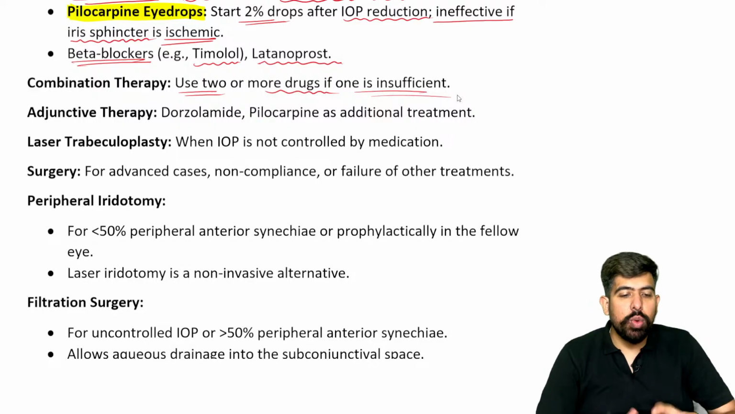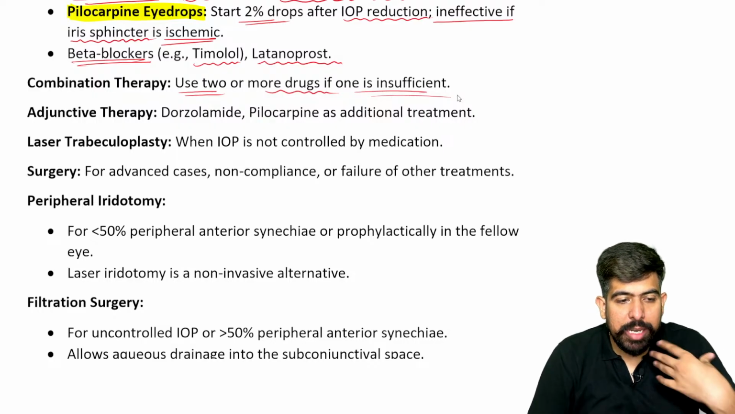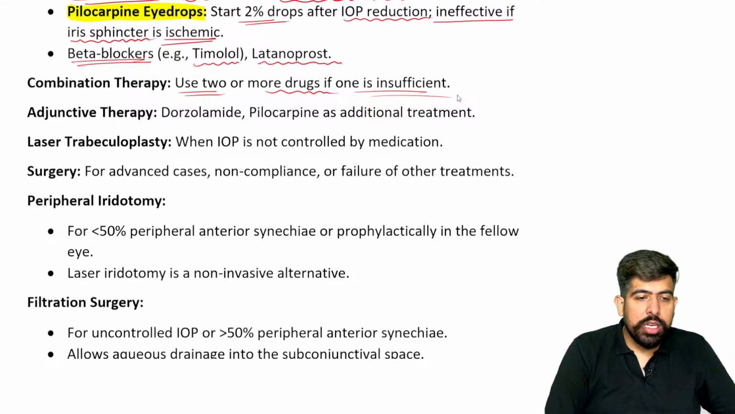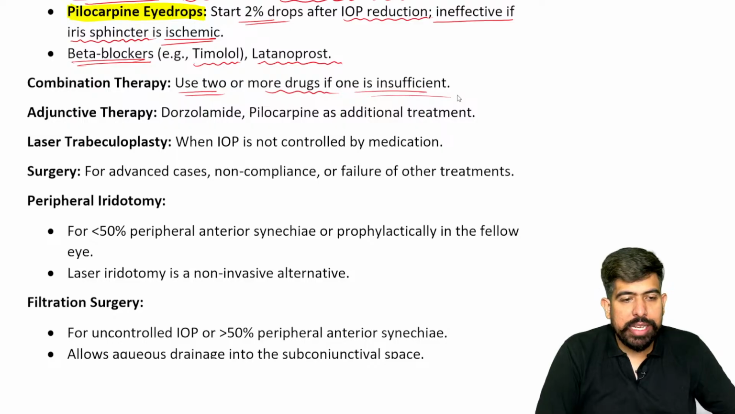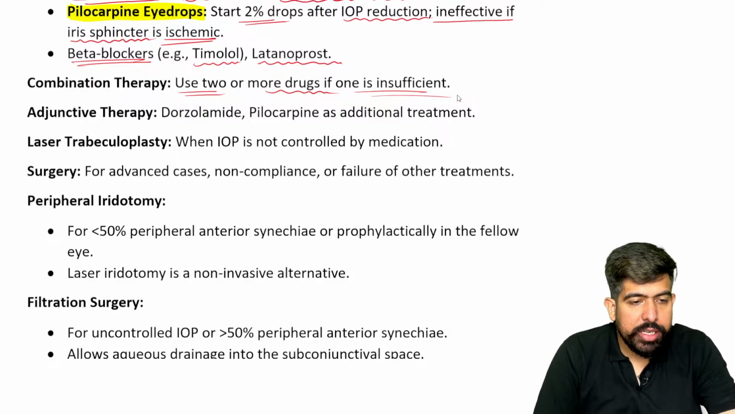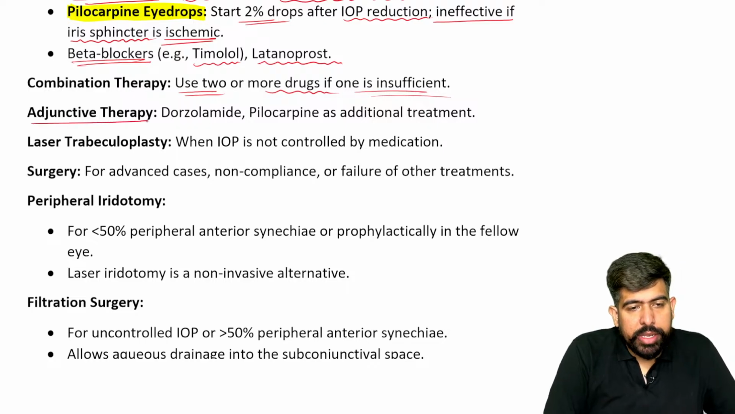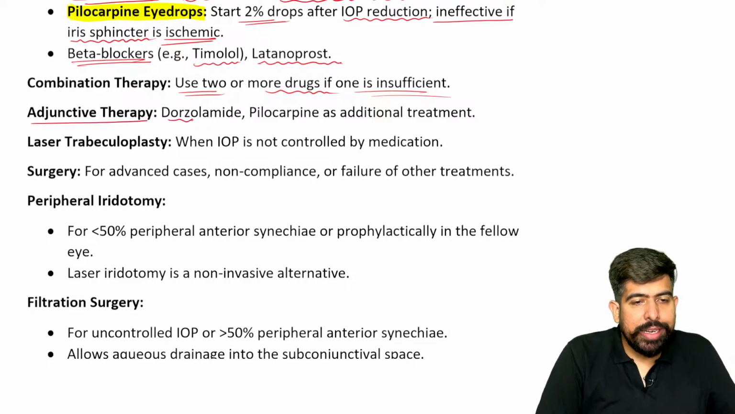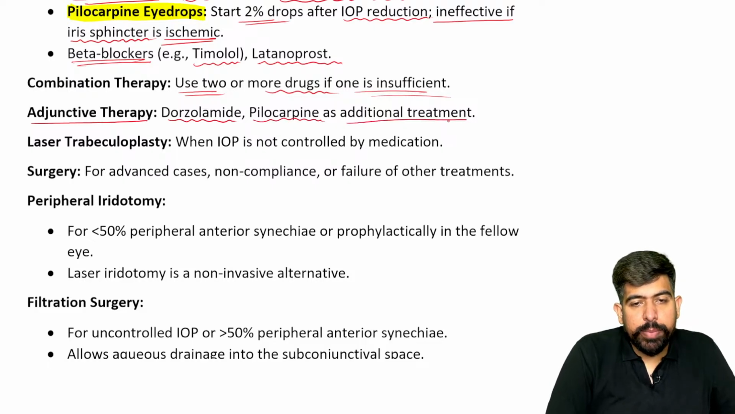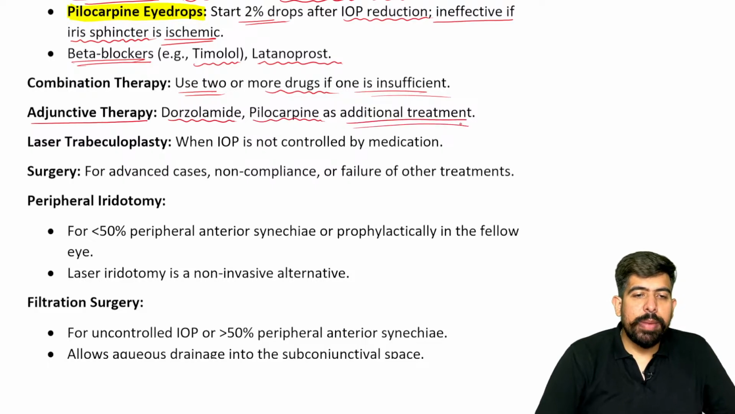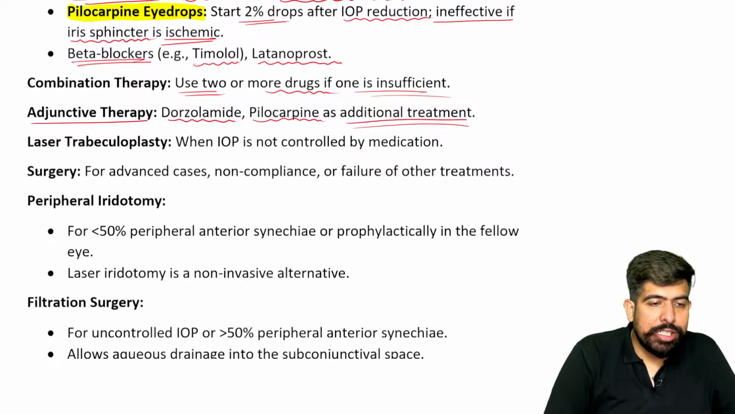If I'm combining two drugs for the treatment, that is known as combination therapy, or we can say combined therapy, right? Now, not only this, if I'm talking about adjunctive therapy, this is dorzolamide and pilocarpine as the additional treatment. If you are using dorzolamide and pilocarpine, that will be known as adjunctive.